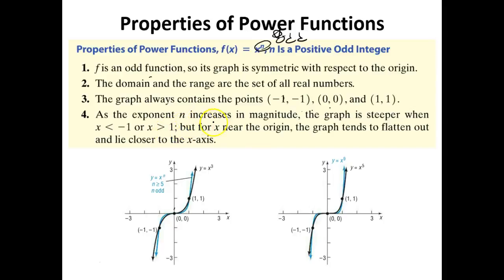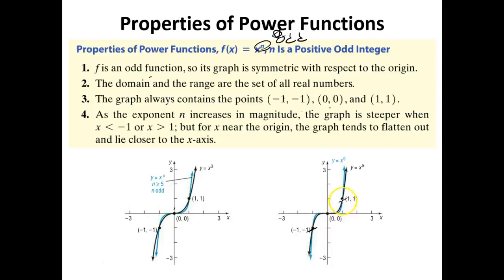As the exponent increases in magnitude, as this power gets bigger and bigger, the graph is steeper when outside of -1 or 1. So just like before, see how this graph is steeper when we're outside of there and there. The blue graph is steeper, it has a higher power, and it's flatter inside. And the same reason as before.